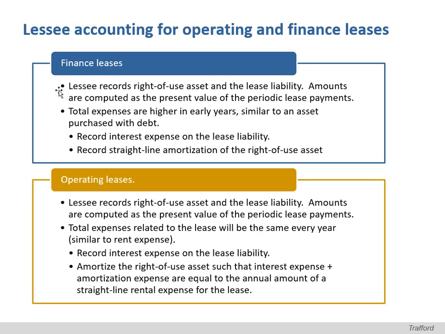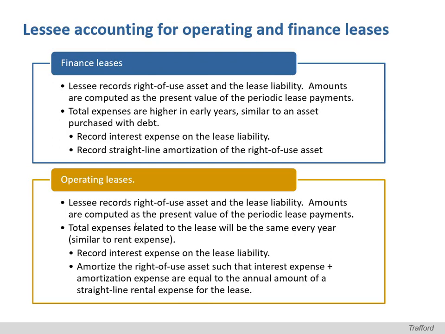Operating leases are where we've seen the big change just recently. It used to be that when a lessee classified a lease as an operating lease, they did not put anything on their balance sheet for that lease, and that has changed dramatically. Now, when there's an operating lease, the lessee still has to record a right-of-use asset and a lease liability equal to the present value of those future lease payments.